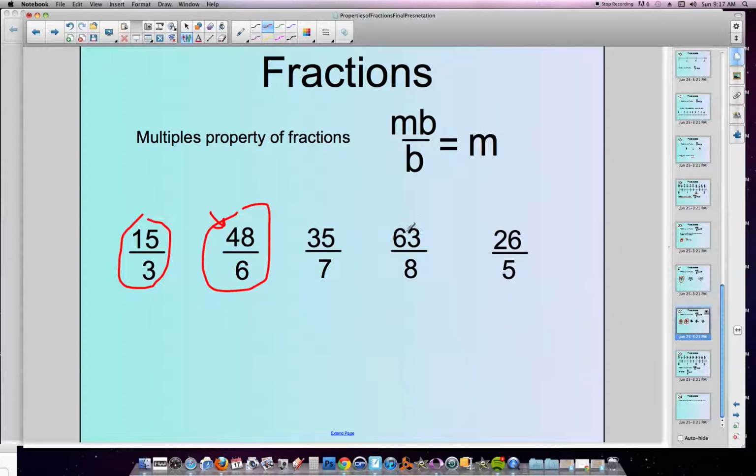Now here, there's no multiple of 8 that's 63. So this is simply 63 eighths. There's no way to simplify that to a whole number. Same with 26 over 5.